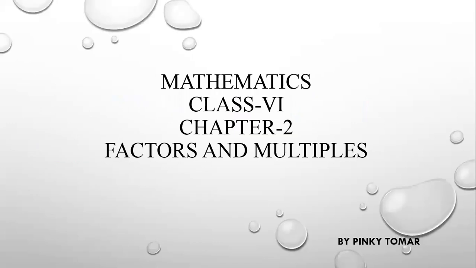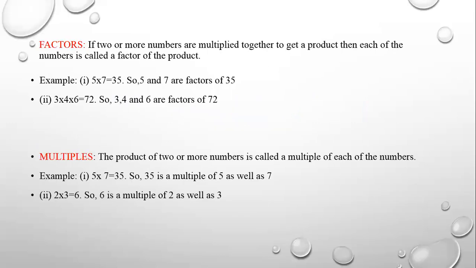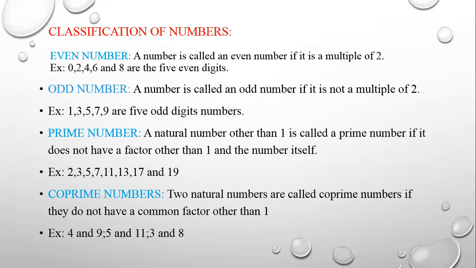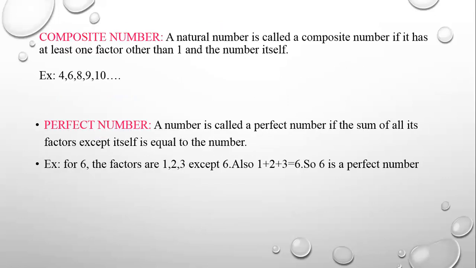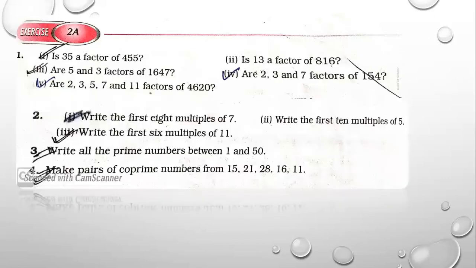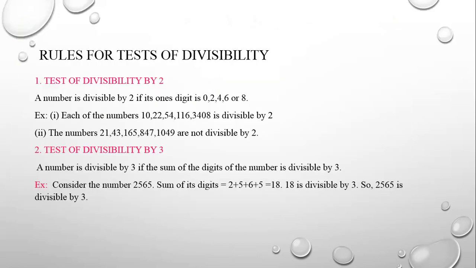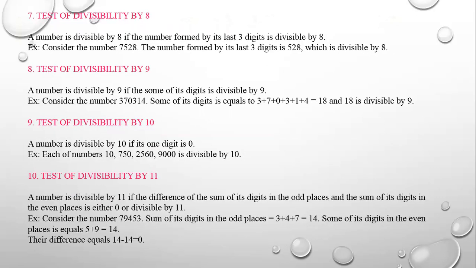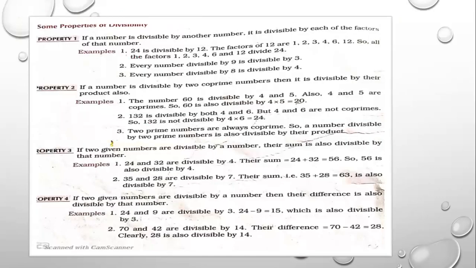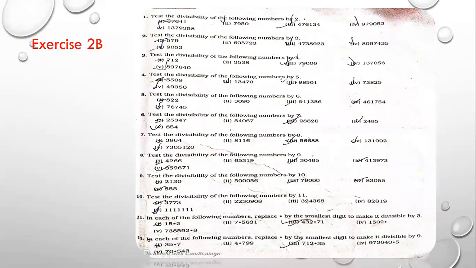We discussed factors and multiples, right? Next, the classification of numbers: even numbers, odd numbers, prime numbers, co-prime numbers, composite numbers, perfect numbers, along with their examples. This is the exercise based on that. Next, we discussed different rules of divisibility, which you can go through. These are the properties of divisibility, and this is the exercise based on the divisibility tests.